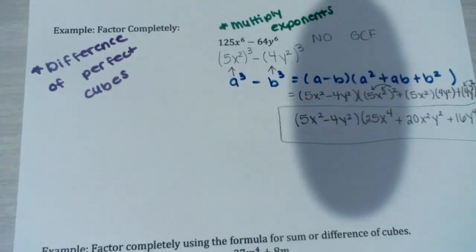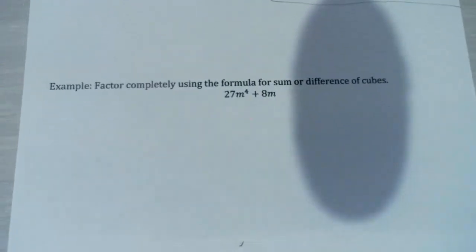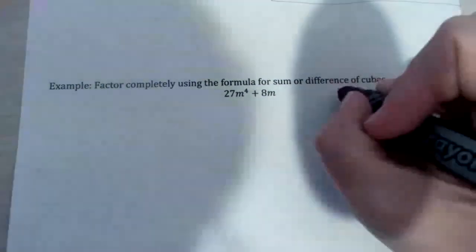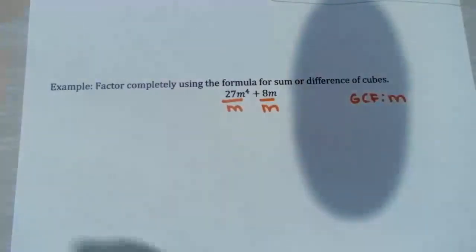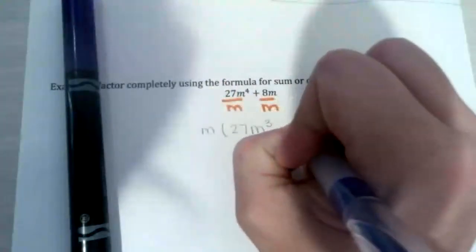So kind of a tricky one. That's why I wanted to include it on our notes. So last one, factor completely using the formula for sum or difference of cubes, 27m to the 4th plus 8m. So GCF here, they both have an m in common. So actually I have a GCF this time. So our GCF is going to be m. So I can factor or divide out an m from both terms. In doing so, we're left with 27m cubed plus 8.